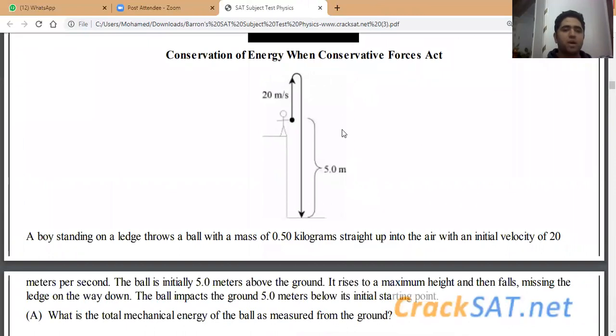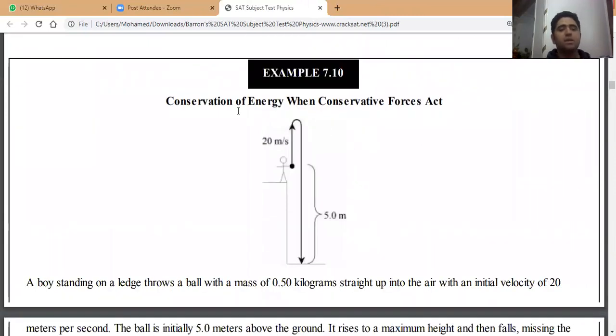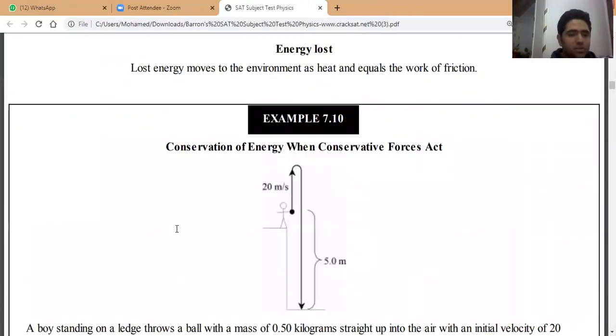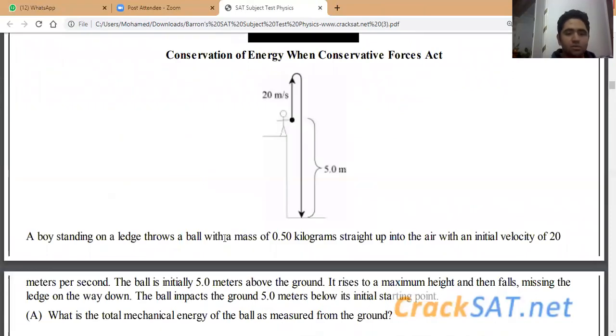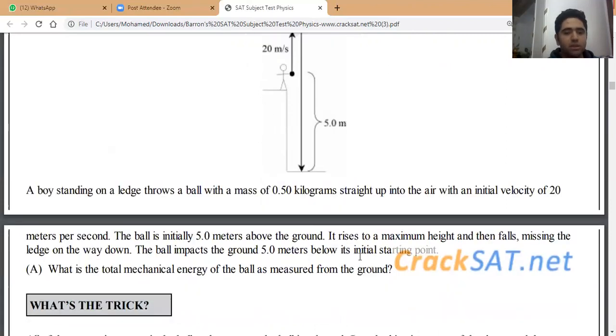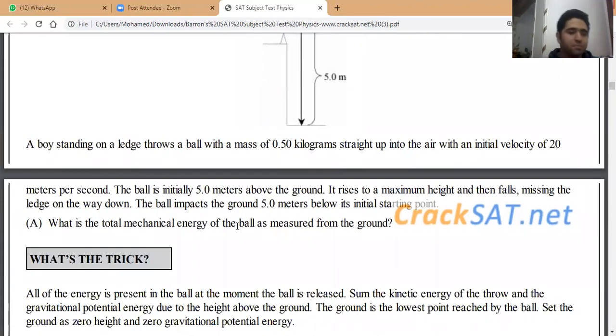Let's work off this problem right over here. The conservation of energy. So a boy standing on a ledge throws a ball with a mass of 0.5 kilograms straight up into the air with an initial velocity of 20 meters per second. The ball is initially 5 meters above the ground. It rises to a maximum height and then falls, missing the ledge on the way down. So it's going to fall on the ground. The ball impacts the ground 5 meters below its initial starting point.